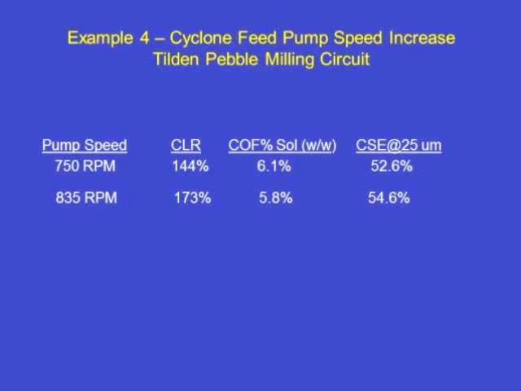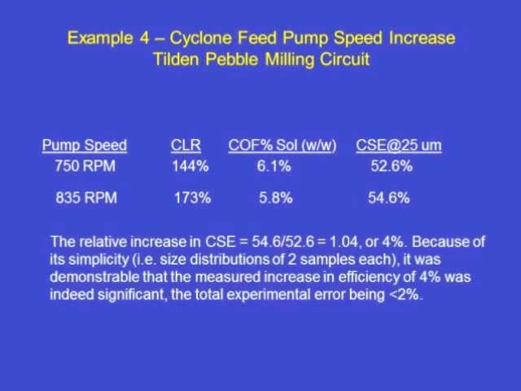So on the basis of 25 microns, we did a survey of the circuit, crash stopped it, came in and had the maintenance people put on new sheaves on the pump, started it up again in order to try to get the exact same operating conditions except for one change in that circuit, the speed up of the pump. As a result of this, the circulating load went up, the cyclone overflow was more dilute, and we had an increase. If you take a ratio of those, we had a 4% increase in circuit throughput and in efficiency.